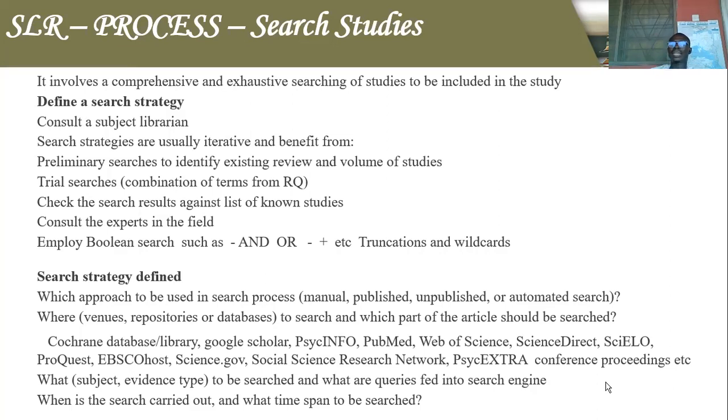Then when is the search carried out? What time span is to be set? As I've already explained, the time span. If you're looking at something about COVID only, you are talking about maybe from 2019, 2020, 2021. These are the periods in which COVID surfaced. So we want to look at articles that were published concerning vaccination, concerning willingness, and other things within this time span. So it's very important that you develop your search strategy.